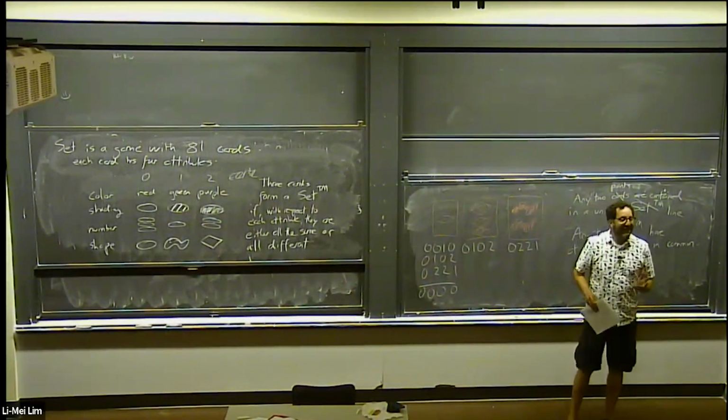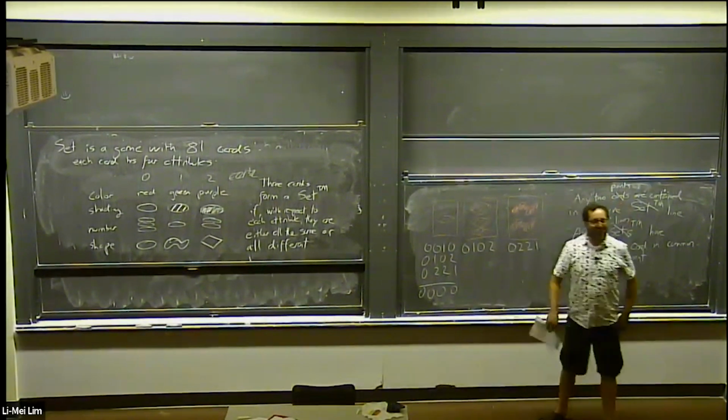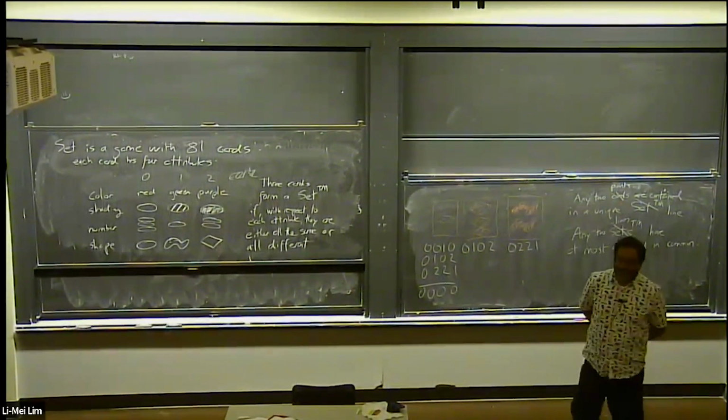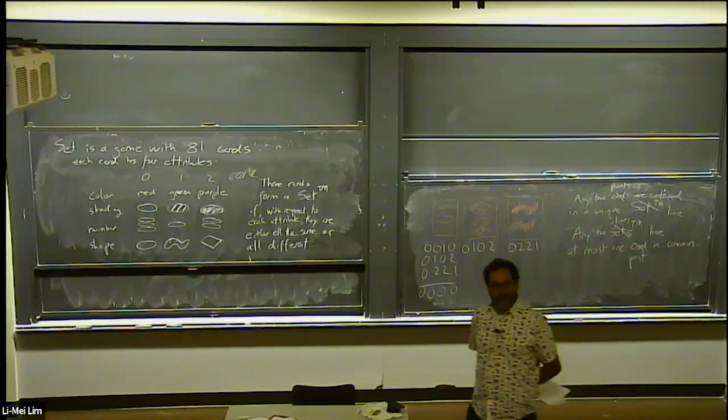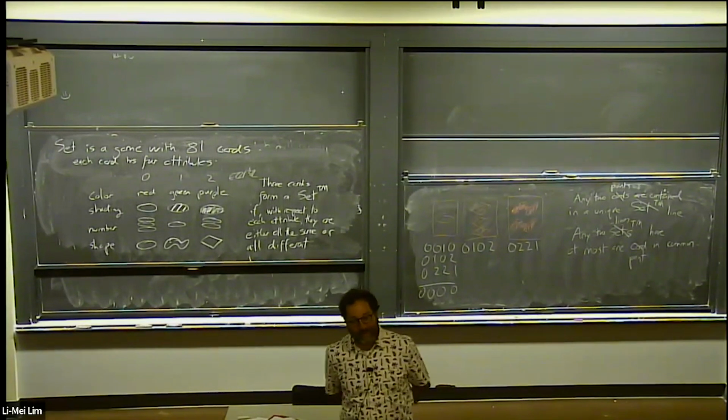And in fact, this is the rule. This strange sounding rule that defines this game is actually extremely natural from the point of view of arithmetic. It just says when I add up the three cards, they add up to 0. So let's write this again.